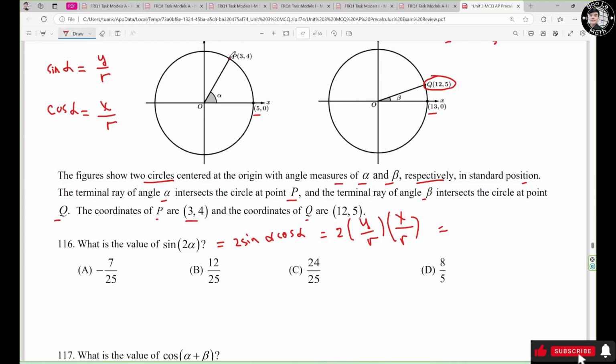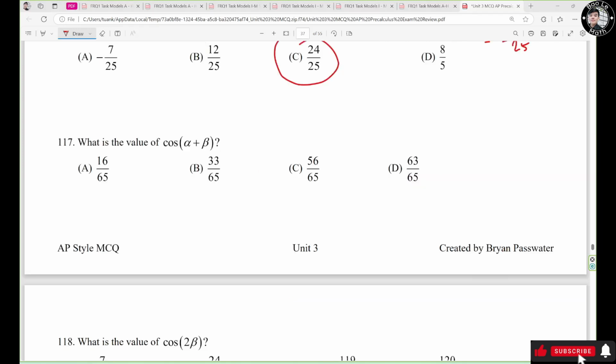At point P, s equals 3, y equals 4, right? So it could be 2 times 4 over radius equals 5, times s equals 3 over 5. Now simplify: 4 times 3 is 12, times 2, it could be 24 over 25. The answer must be C.